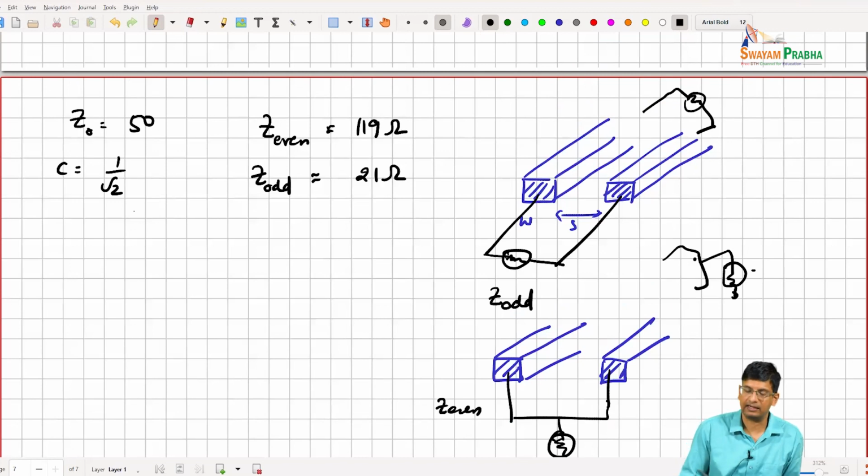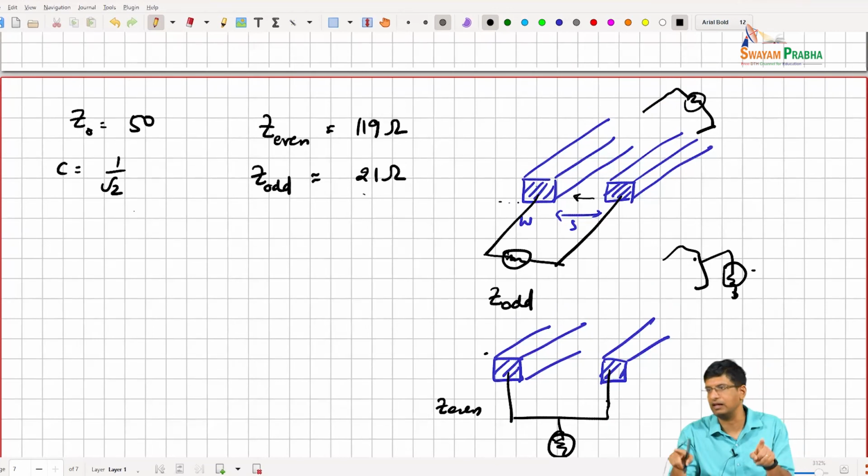And I see that in order to get a good odd mode impedance that is low, I need to make these lines wide and I need to move them closer together, right? And in order to get a high even mode impedance, I need to make these lines narrow, right? So there is a trade-off in the width and the spacing. Clearly, if I can move my lines closer and closer together, I can get tight coupling, right?